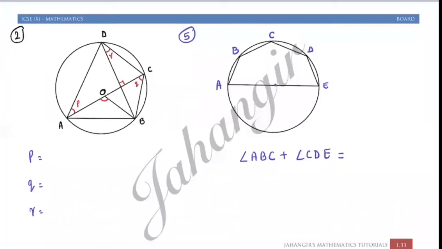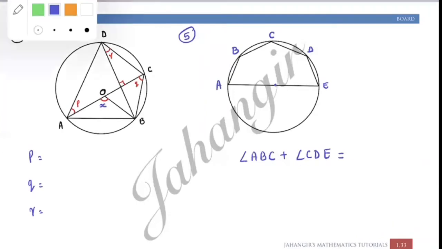See, in the second question we have AC as a diameter of a circle with center O. BD is perpendicular to AC. BD and AC, as you can see on the diagram, are perpendicular to each other. You have to write down the angles P, Q, R in terms of X, where X is over here.